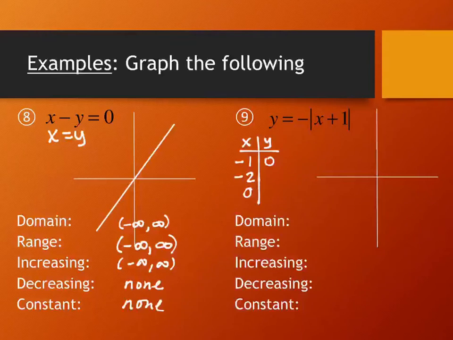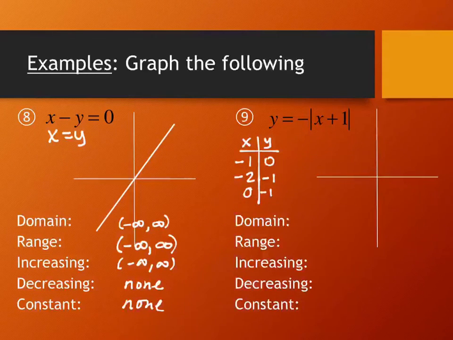So if I pick -2, what's -2 plus 1? -1. What's the absolute value of -1? +1. And then what's the negative here going to do in the front? Make it another -1, right? So this gives me -1. And let's do it with 0. 0 plus 1 is 1. Absolute value of 1 is 1. And then the negative in front makes it -1.